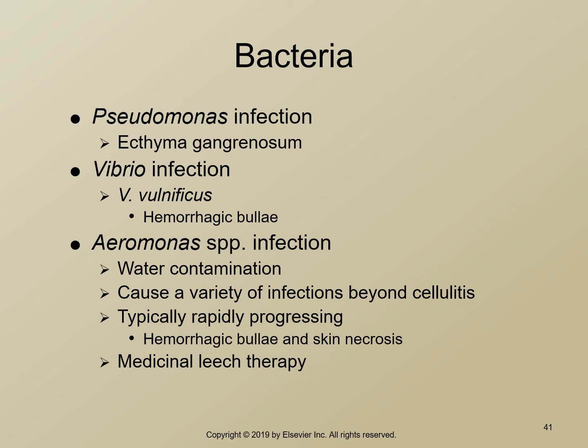Aeromonas species, similar to Vibrio, can cause skin lesions. Aeromonas species are found in freshwater and brackish water. Skin infection due to Aeromonas is often the result of contamination of a pre-existing wound with water containing the organism. Aeromonas infections can be complicated by bacteremia and sepsis. Patients with underlying liver disease are at higher risk for invasive Aeromonas infection. Skin infection is typically rapidly progressing with formation of hemorrhagic bullae and skin necrosis.